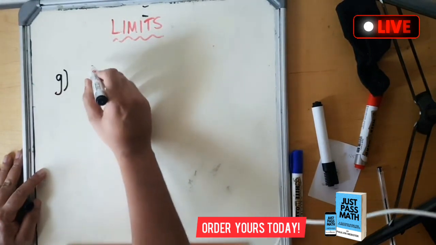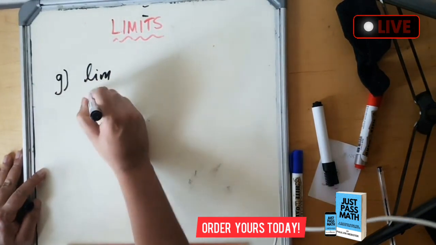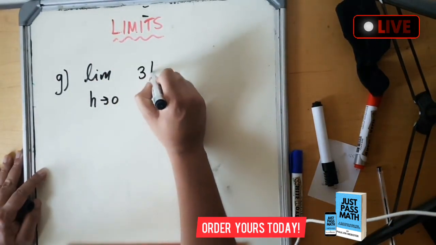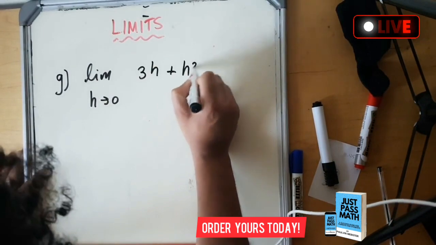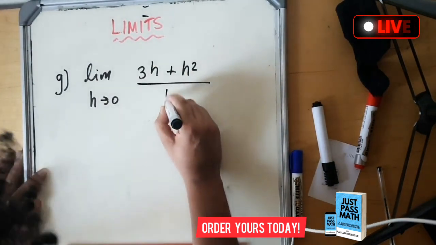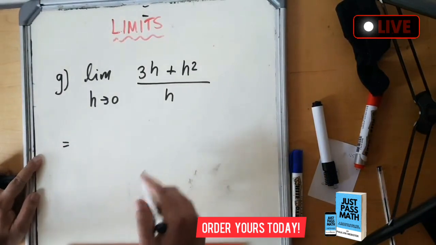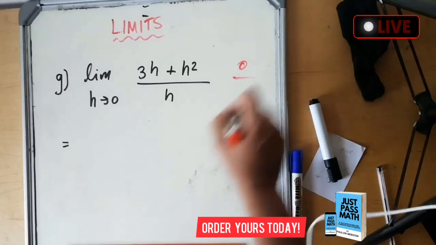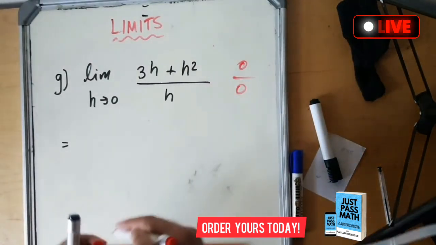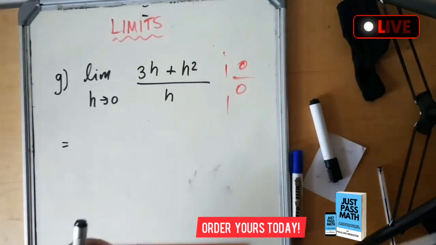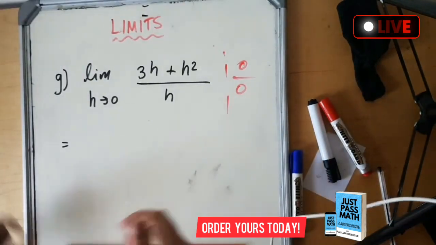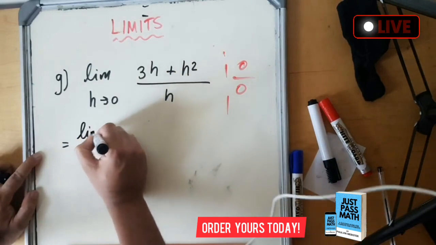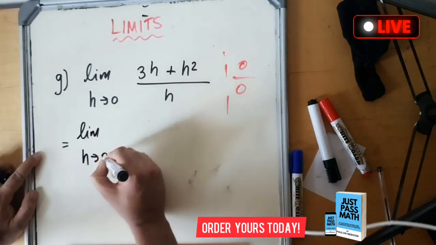Let's look at G. So we get the limit as h tends to 0 of 3h plus h squared, everything over h. Okay, so let's look at this one. As you can see, if we substitute 0 in here, on top we're going to get 0, and at the bottom we're also going to get 0, and it's undefined. But we can see, okay, we can actually factorize this. So first of all, let's write that down. It's going to be the limit as h tends towards 0.